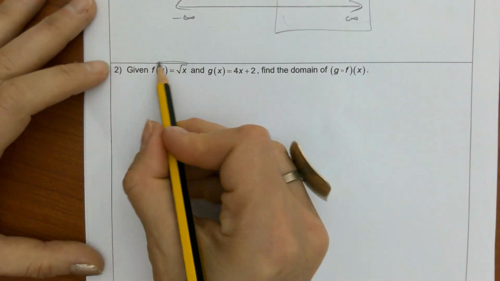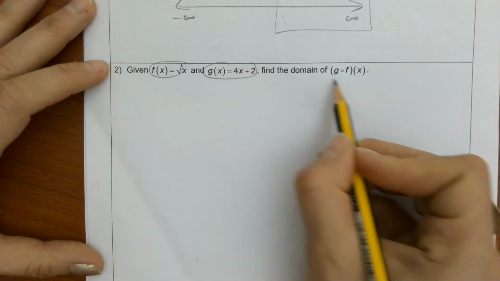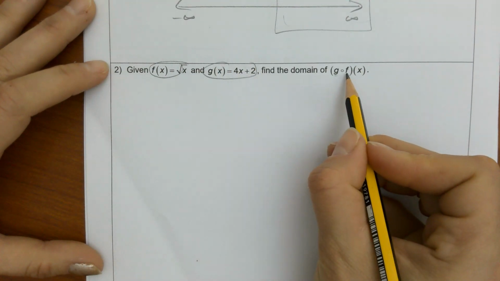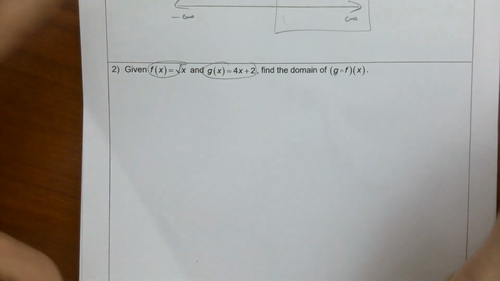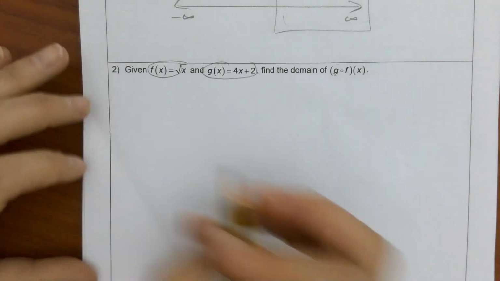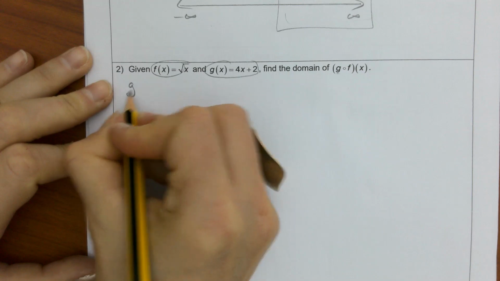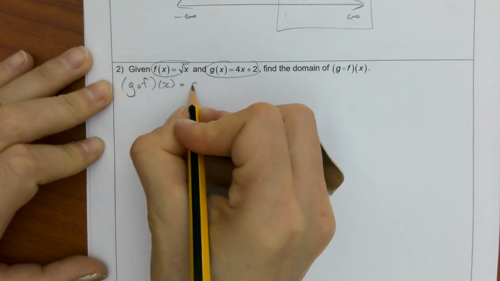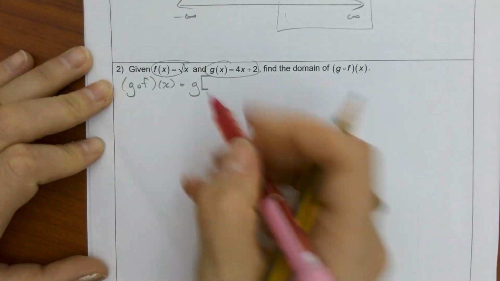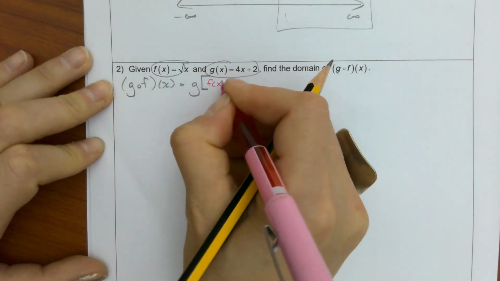Given f of x and g of x, find g of f of x. So now g is going first. F doesn't always go first. Sometimes g goes first, and that's okay. So let's just first write it nicely. G of x is really equal to g, and then f of x is on the inside this time.